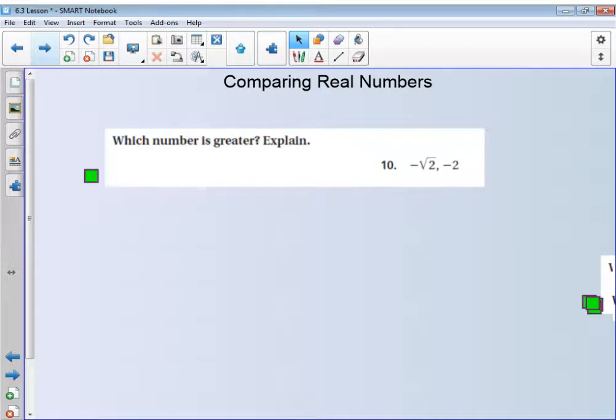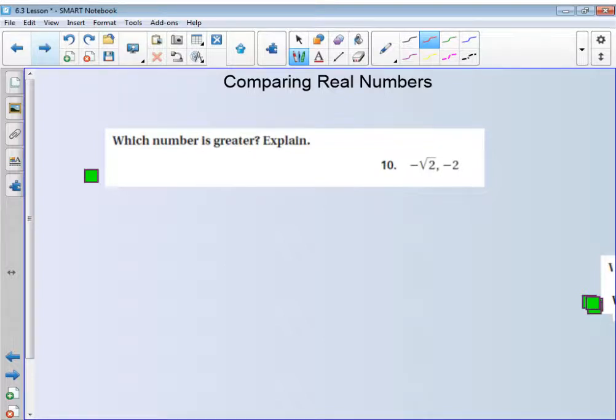Okay, so I want you to try this one. You have the negative square root of 2, and then compare that to 2. Which one is greater? The key thing to remember on this one is you are working with negative numbers. So remember that the negative sign out in front means the opposite.